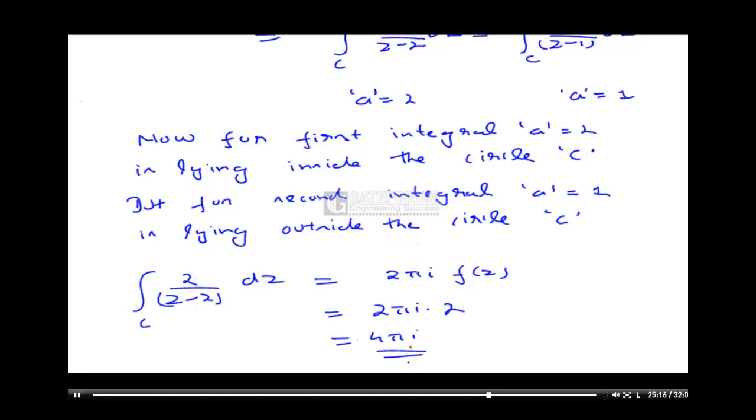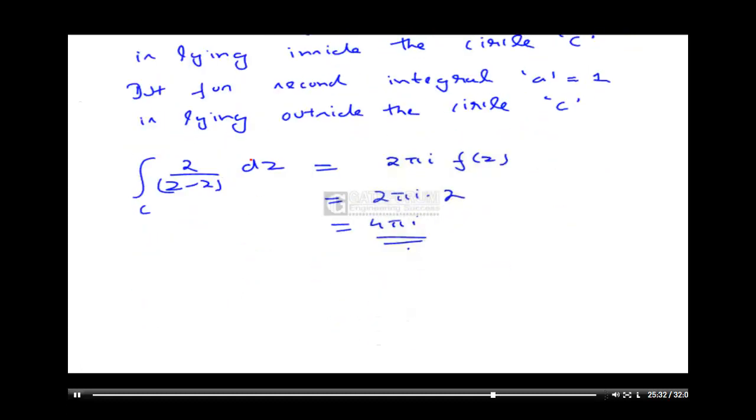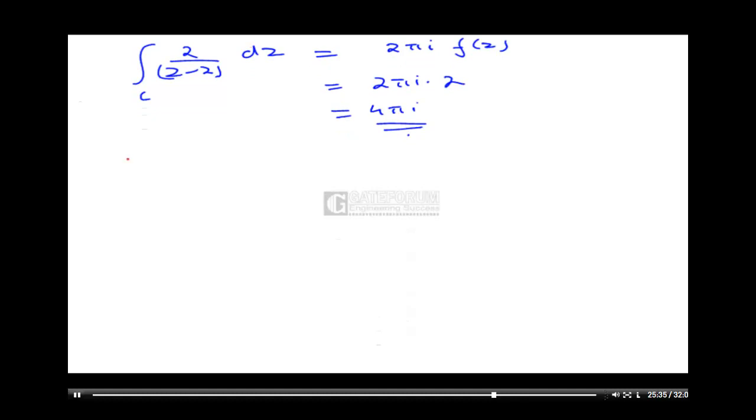Understood? We can readily omit the integral which is becoming equal to 0 depending on the value of a. If the value of a is lying outside the circle, it is equal to 0 by Cauchy's theorem. You can try this problem as an exercise.